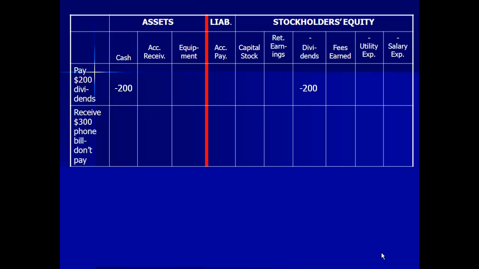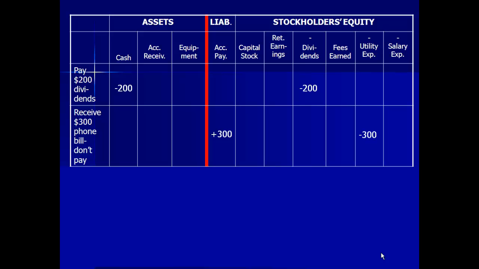Finally, we get in our phone bill. We're not paying it in advance. We've used up this service already. Okay? Don't pay it yet. We're going to pay it later on. What do I have more of? Accounts payable. I owe more money. I have more debt. All right, let's see. Really, I have more of something else. What is it? Utilities expense. But utility expense has what effect on my equity? Makes it go down. So we had to put a minus sign in front of that.